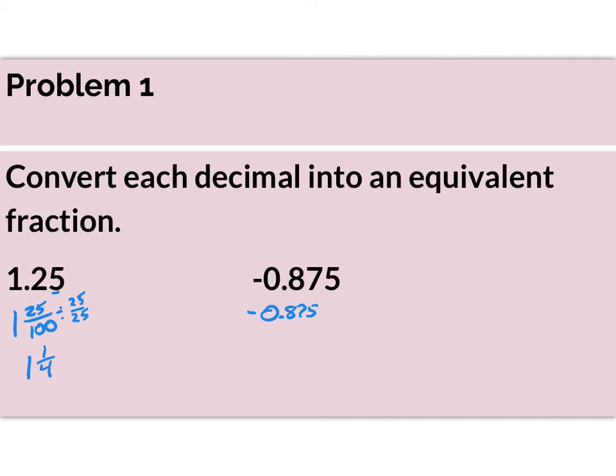Negative 0.875. So we're going to take the 875 and put it over 1,000. And then we're just going to divide by 5 over 5. 5 goes into 10 twice, and you get 2 zeros, that's 200. 5 goes into 8 once. 5 goes into 37 7 times, 35. And again, you end in a 5 and a 0, so divide by 5 over 5 again. 5 goes into 175 35 times. 5 goes into 200 40 times. Oh, look at this, a 5 and a 0. So we can divide by 5 and 5 again, and we get 7 over 8, 7/8.